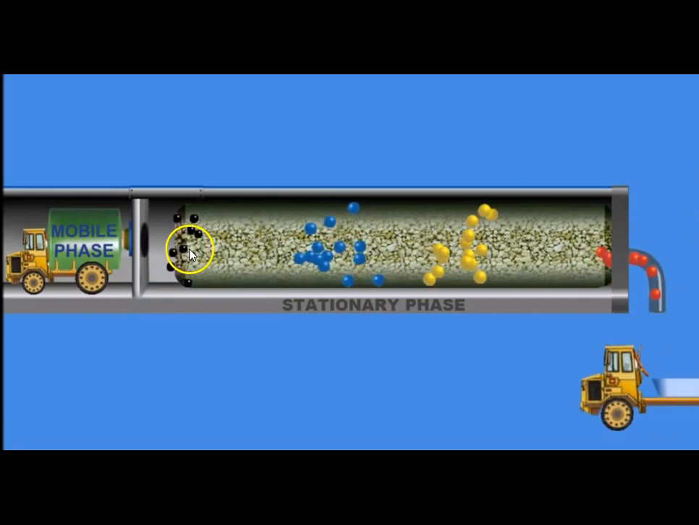So this one is adsorbing, being stuck, attracted to the stationary phase a lot more than all the rest of them. So because they adsorb and desorb at different rates, different amounts, they're more attracted to the stationary phase or less attracted to the stationary phase and more attracted to the mobile phase, then it will separate them.